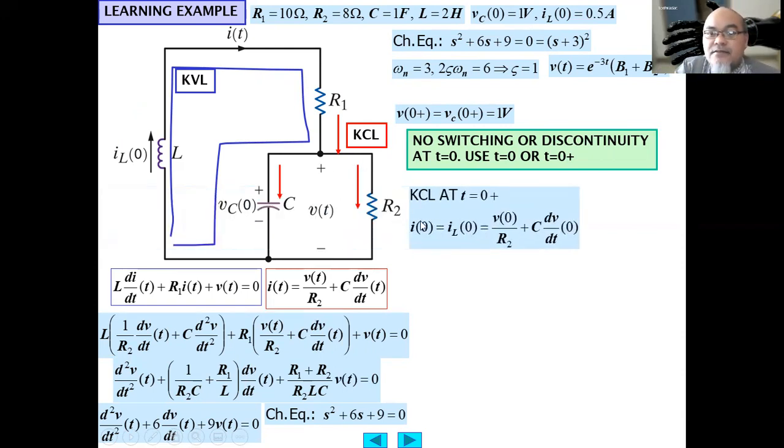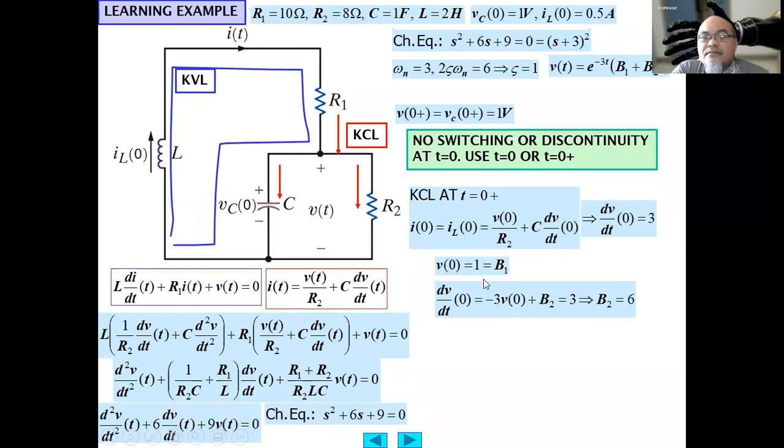KCL at t equals 0 plus: I0 equals IL0, since the value for IL0 is given here, 0.5 ampere. So this equals V0 divided by R2 plus C dv/dt. Since V at zero is 1 volt, 1 volt divided by R2, which is 8 ohm, and IL at zero is 0.5 ampere. Then C is given also, 1 farad. We obtain dv/dt at zero equals 3.